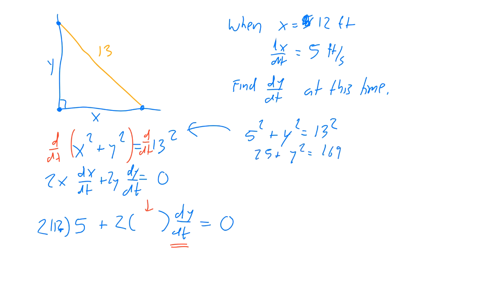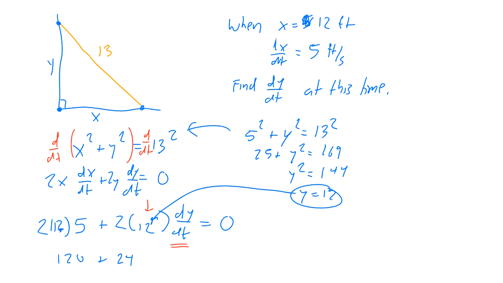So at that moment, y squared is going to be equal to 144, so y is 12. And that gives us the number to plug in here. So 2 times 12 times 5 is 120, plus 24 dy/dt equals 0. So 2y dy/dt is negative 120. Oops, that's not 2. Is it 5 squared or 12 squared when you're finding y? Oh man, you are so right. I'm glad you're watching me.